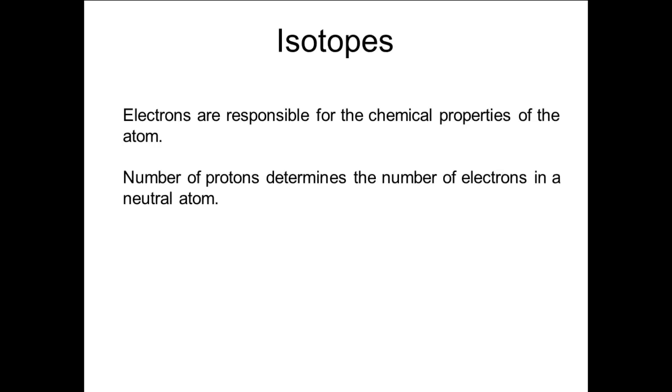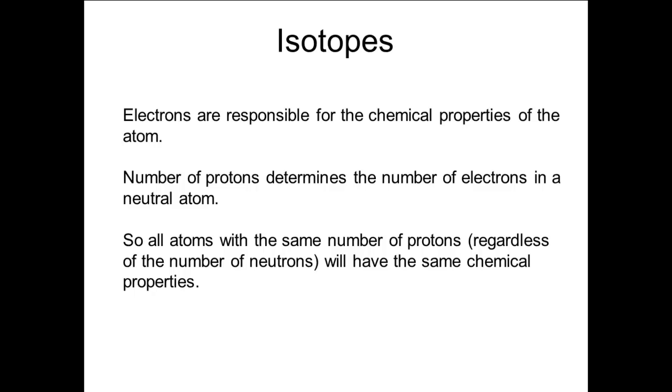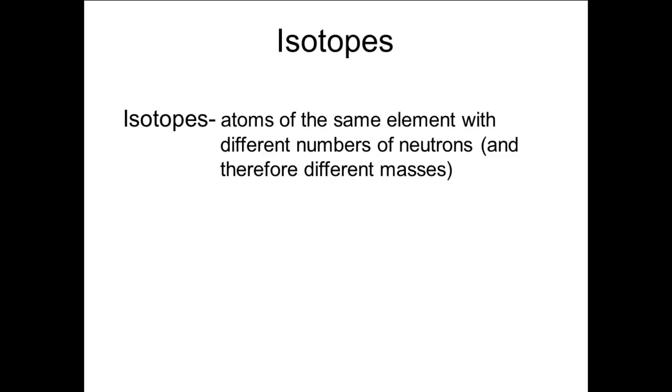But it is the number of protons that determines the number of electrons in a neutral atom. So it is ultimately the number of protons that determines what element we are talking about. All atoms with the same number of protons will have the same chemical properties, regardless of how many neutrons are in the nucleus. When atoms of the same element, that is, atoms with the same number of protons, have different numbers of neutrons, we call them isotopes.